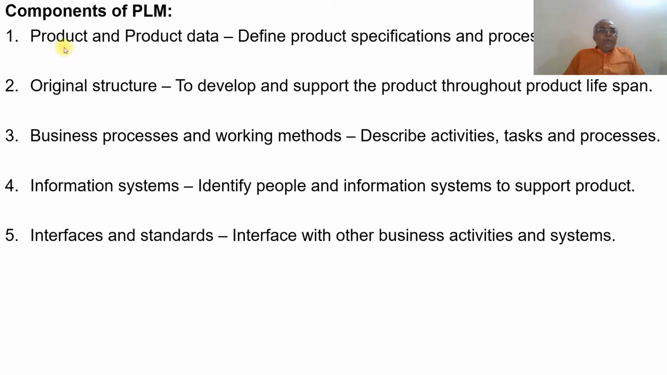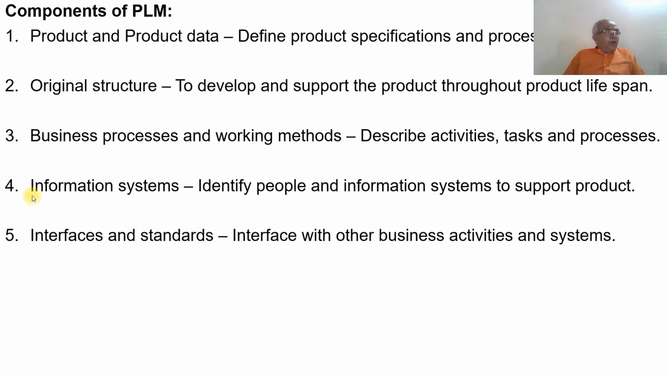Number one, product and product data. In this, we define product specifications and processes. Then comes the second one, the organizational structure, to develop and support the product throughout the product life cycle span. Then point number 3, business processes and working methods, which describe activities, tasks, and processes.